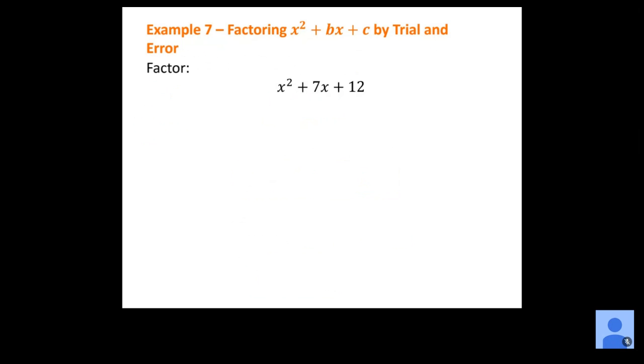All right, now factoring trinomials. So I'm going to do this by what we call trial and error. So basically, I'm going to try some things. I'm going to work them out, see if it actually gives us what we started with. If it doesn't, then I'll go back and try something different.